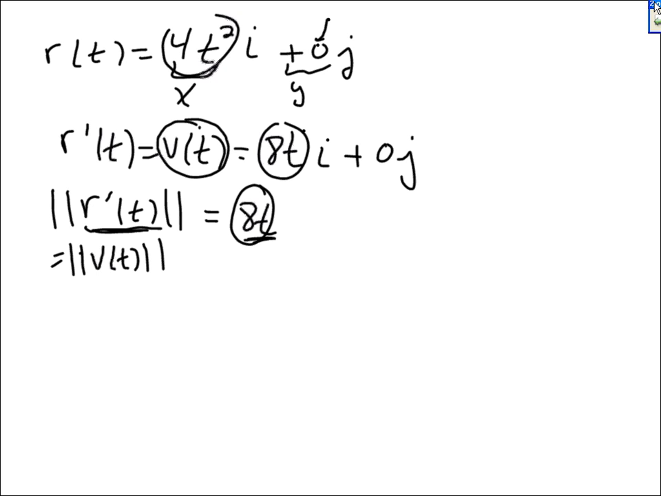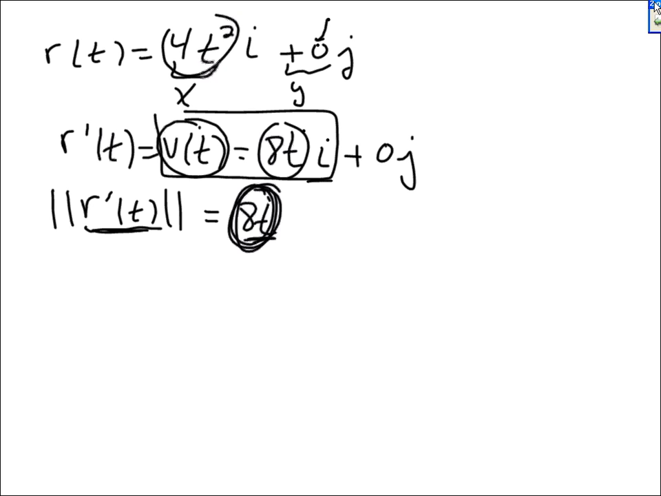T is 0, this is 0. T is 1, this is 8. T is 2, it's 16. You change t, the speed changes. The speed is a non-constant function of t. Different values of t, different values of the speed. Okay, so the path is the path of a straight line, and the speed is changing. It's varying. So we found v of t. It's 8t i, or if you want to say 8t i plus 0j.